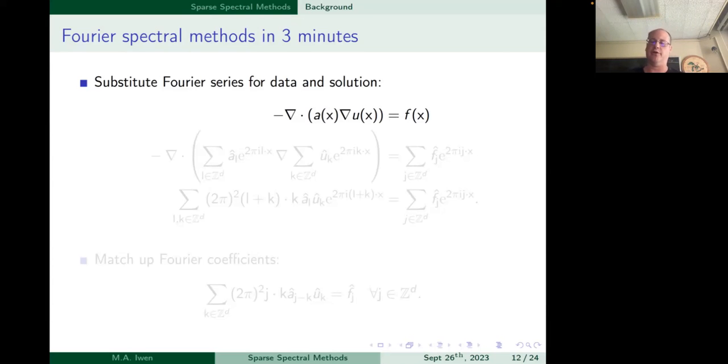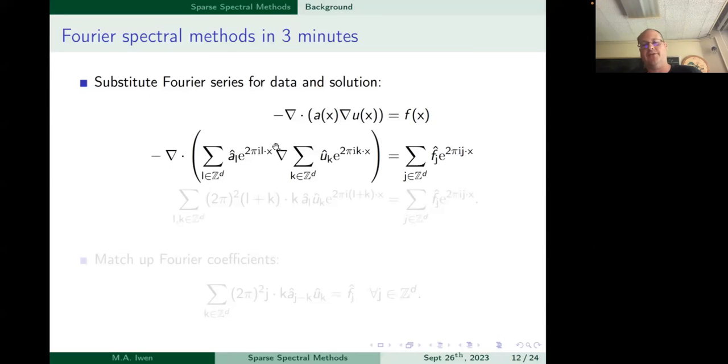So all we're going to do is expand our forcing function and our diffusion coefficient and our solution in terms of its Fourier series coefficients. Right, so I'll do that here. Here's my solution expanded in terms of its unknown Fourier series coefficients. Again, at least in theory, we know the Fourier series coefficients for both f and a. I can now take my gradients in and simplify, and I get this beautiful looking equation in terms of the Fourier series coefficients of a, u, and f.